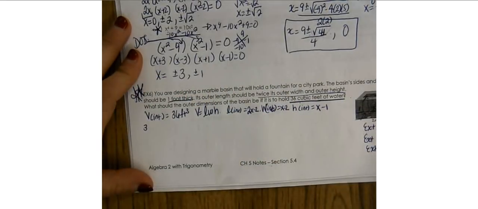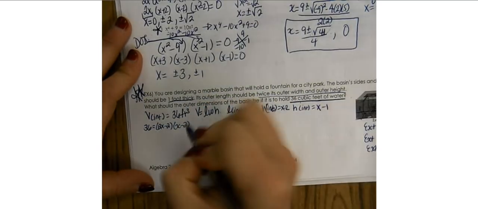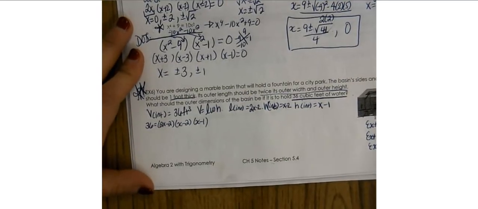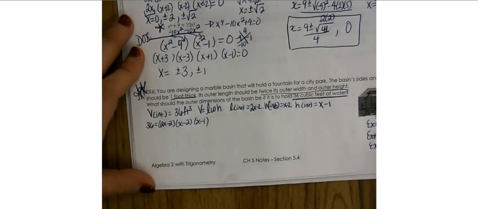So what I have here is 36. Please write small for this problem, by the way. We have 36 is equal to my length, which is 2x minus 2, times my width, which is x minus 2, times my height, which is x minus 1. I'm going to do a massive FOIL in order to break this down into a polynomial written in standard form.